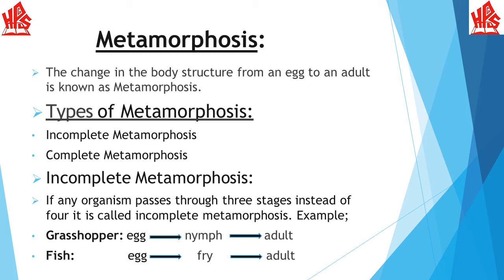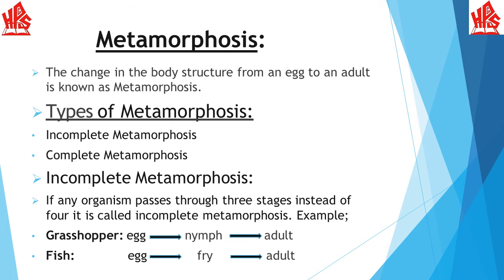Students, in my previous slide, I told you that the life cycle of some vertebrates is very simple. It consists of three stages, but some animals have a very complicated life cycle. They change their appearance along with body structure when they pass through the different stages of their life cycle. The change in their body structure from an egg to an adult is known as metamorphosis. There are two types of metamorphosis: incomplete metamorphosis and complete metamorphosis.